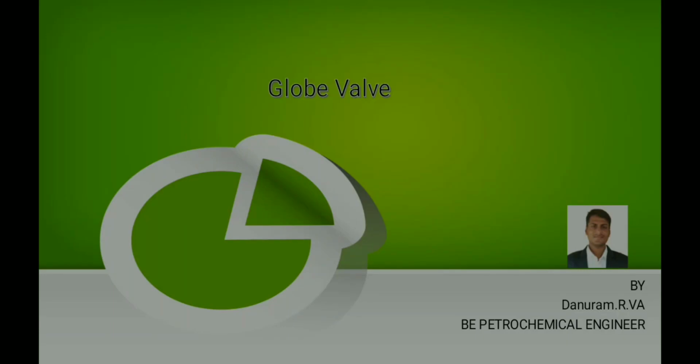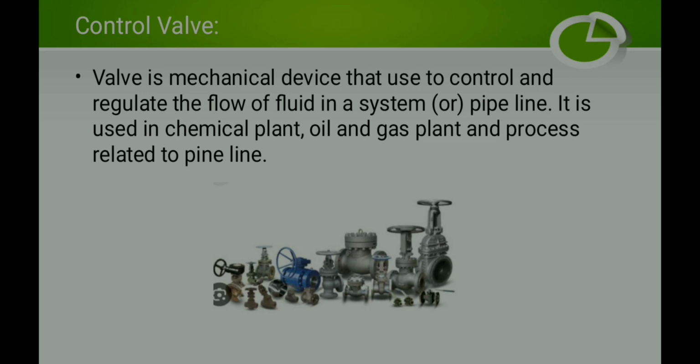In this video, we are going to see about globe valve. Before going to the globe valve, let us know what is meant by a control valve, which comes under the globe valve. A valve is a mechanical device that is used to control and regulate the flow of fluid in a system or a pipeline. It is used in chemical plants, oil and gas plants, and processes related to pipelines.